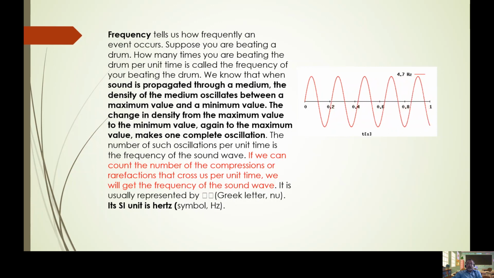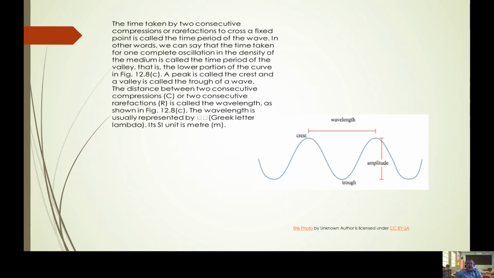If we can count the number of compressions or the rarefactions that cross per unit time, we will get the frequency of the sound wave. It is usually represented by the SI unit hertz. The time taken by two consecutive compressions and rarefactions to cross a fixed point is called the time period of the wave. In other words, one complete oscillation in the density of the medium is also called the time period of the wave.